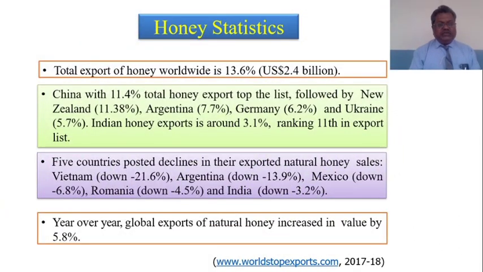Honey statistics. The total export of honey worldwide is about 2.4 billion. China is at the top of the list with 11.4% of total honey export, followed by New Zealand, then Argentina, Germany and Ukraine. India's honey export is around 3.1%, ranking 11th in the export list. Five countries posted a decline in their export of natural honey, mainly Vietnam, Argentina, Mexico, Romania, and India. Year over year, global export of natural honey increased in value by 5.8%.